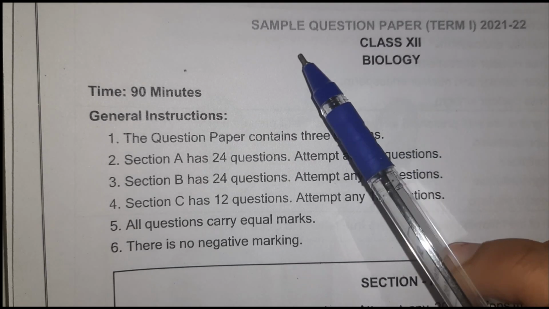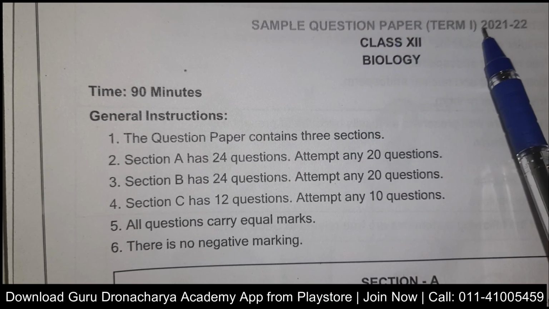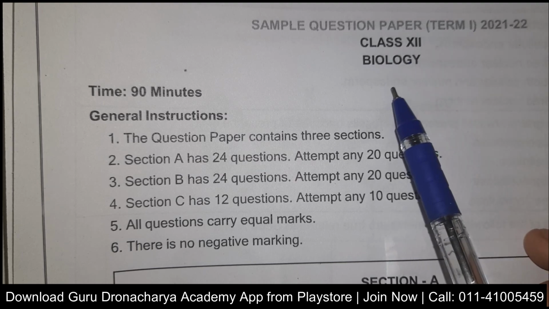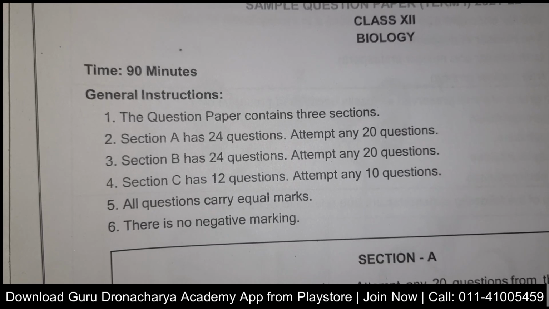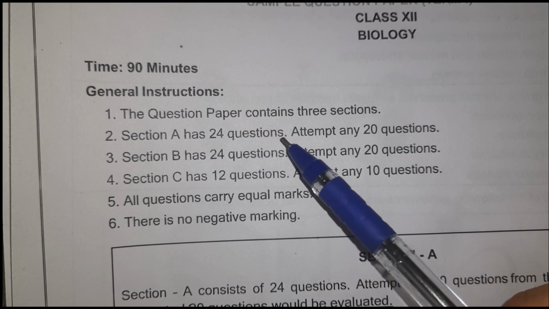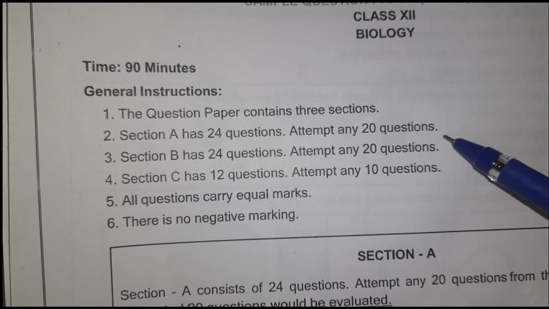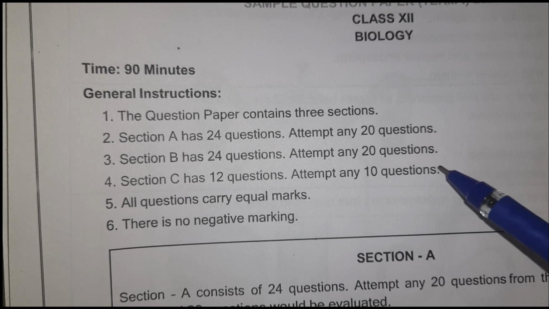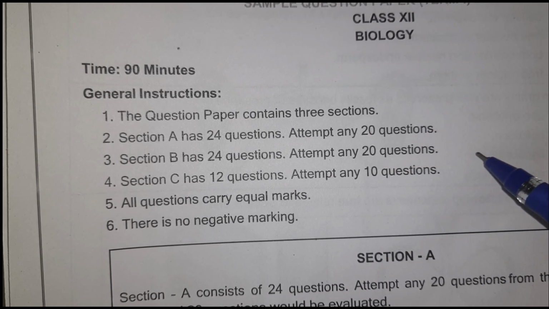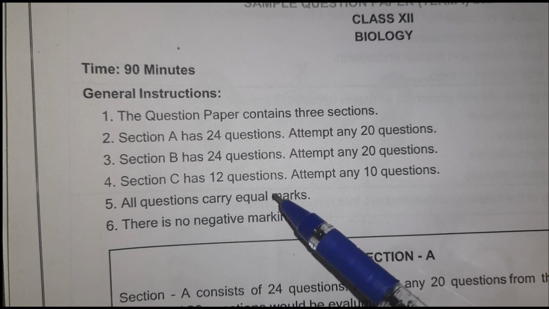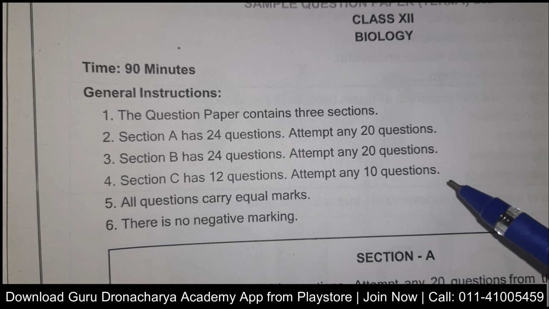Today we are going to solve the sample question paper, that is Term 1 2021-22 for class 12th biology. The question paper, as we know, consists of 3 sections. Section A has 24 questions, you have to attempt any 20. Section B also has 24 questions, you have to attempt any 20 out of those 24. In the third section, you have 12 questions and you have to attempt 10.